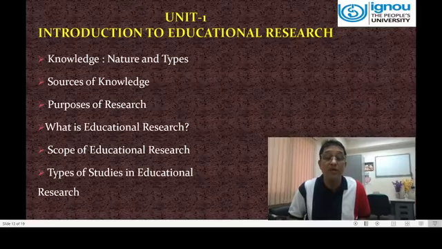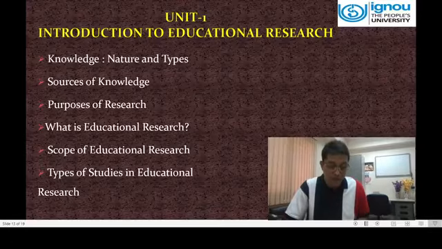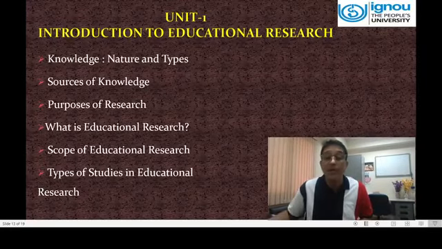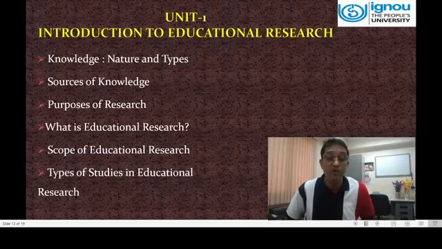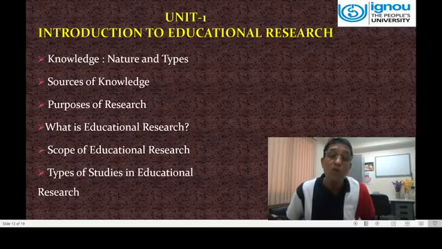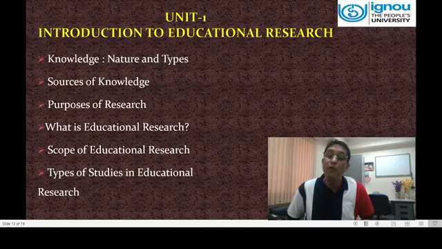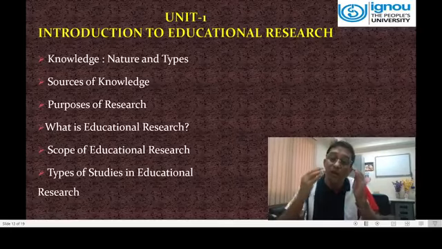This is also another purpose of research. And further, another important aspect which is included in this block, that is what is educational research and what we are supposed to do by conducting educational research. So friends, in educational research, mostly what we will be doing, we will be identifying one educational problem.